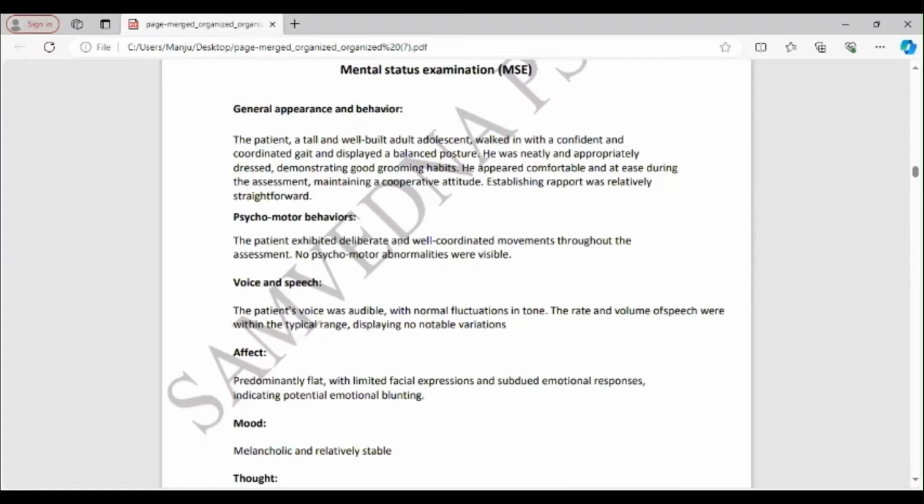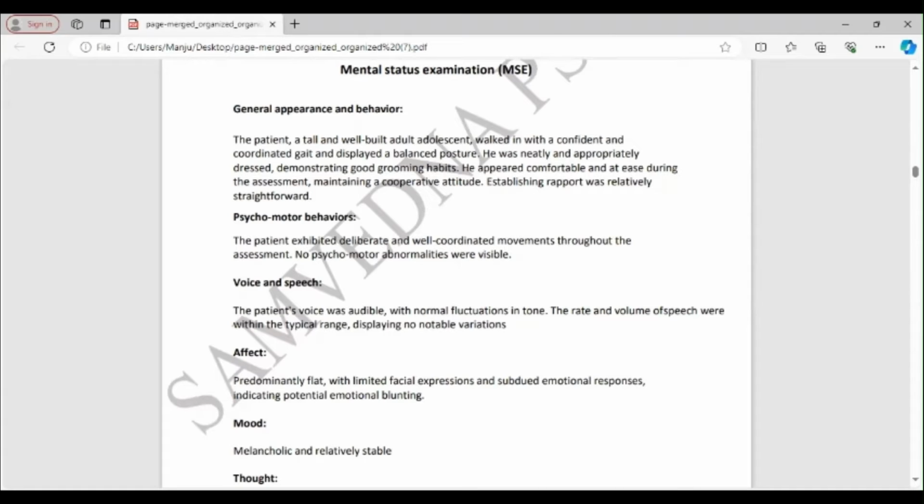The patient, a tall and well built adult adolescent, walked in with a confident and coordinated gait and displayed a balanced posture. He was neatly and appropriately dressed, demonstrating good grooming habits. He appeared comfortable and at ease during the assessment, maintaining a cooperative attitude and establishing rapport was relatively straightforward.